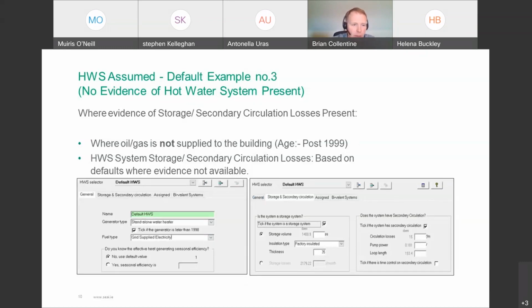Moving on to default example number 3. This is very similar to default example number 2, except here oil and gas is not supplied to the building. That's the only difference really. So from A4.3, it sets out a standalone water heater. Tick if the generator is later than 1998. Here we have grid supplied electricity, with a default of 1 for electricity. We tick again that it has a storage system, and we enter the defaults of factory insulation and 35 mil. And of course, we've identified secondary circulation, so we tick that in this instance as well.